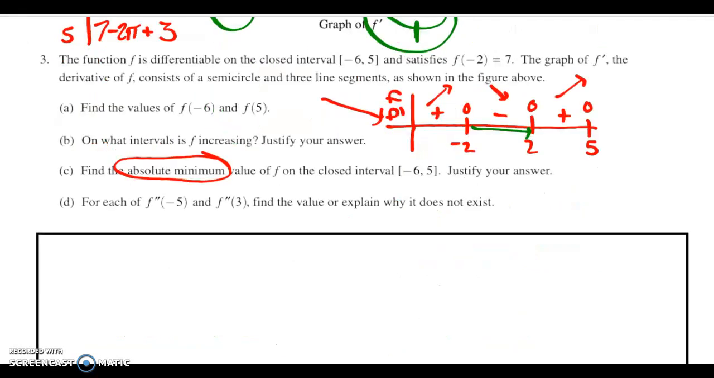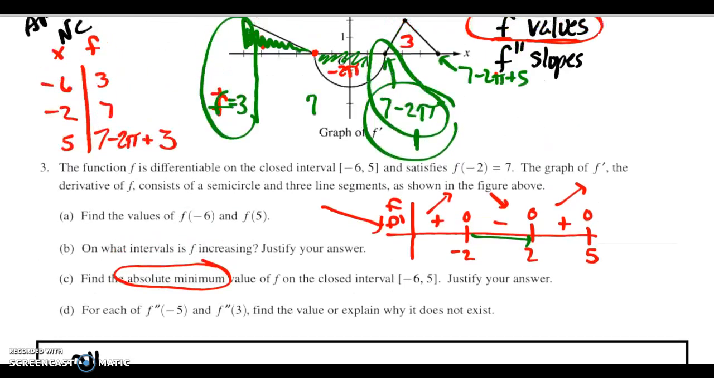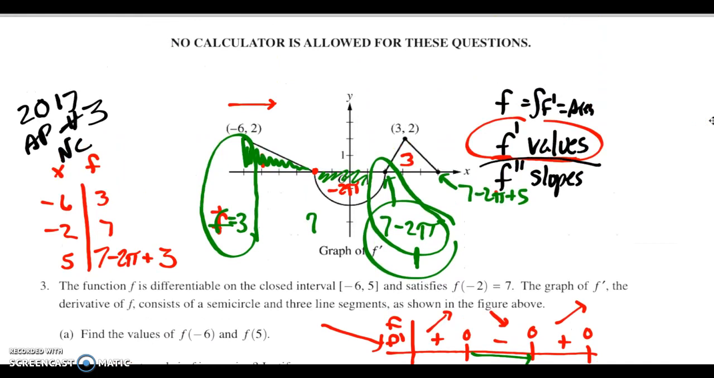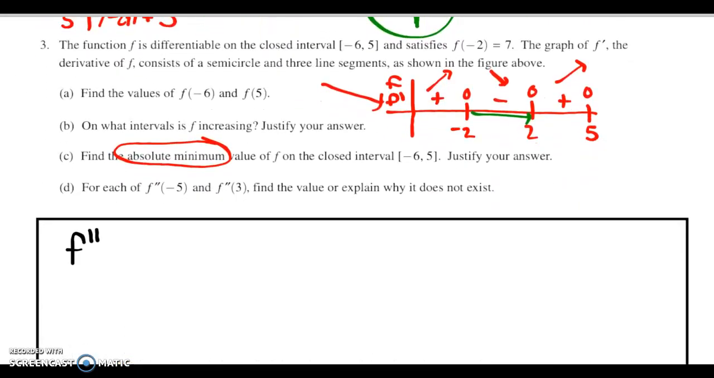As part of the question, they ask me about f double prime. And f double prime related to the information we have. I scroll up. F double prime are the slopes of the graph right here. So the slopes of the graph of f prime equal f double prime. So they want me to find f double prime of -5 and f double prime of 3. So I've got to check the slopes of the graph at each.